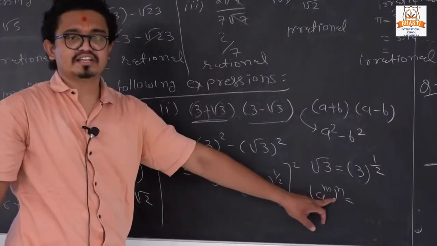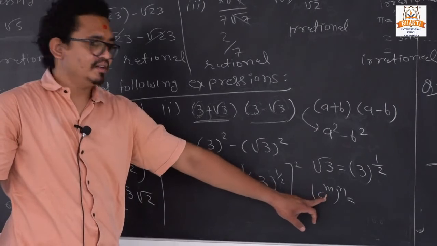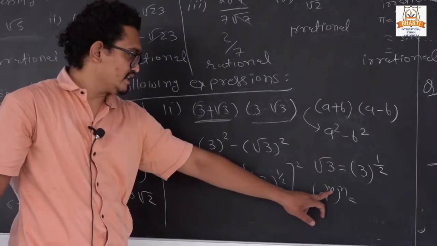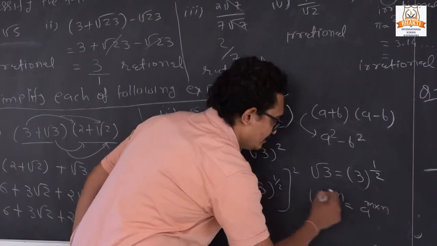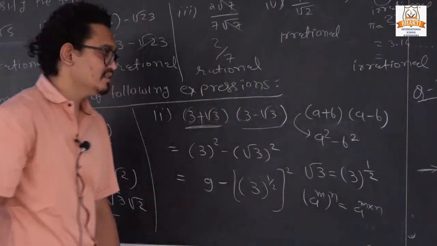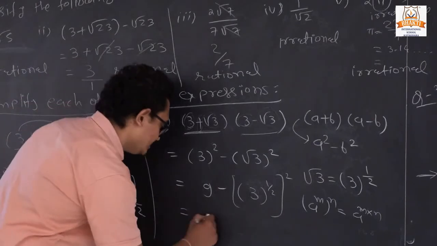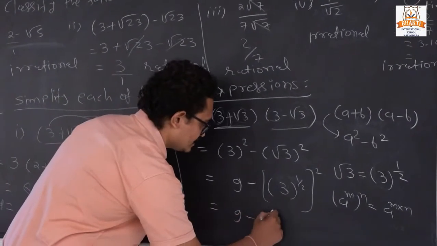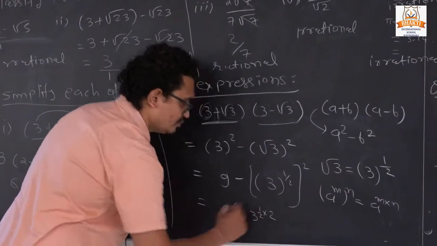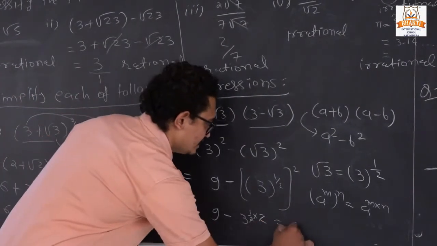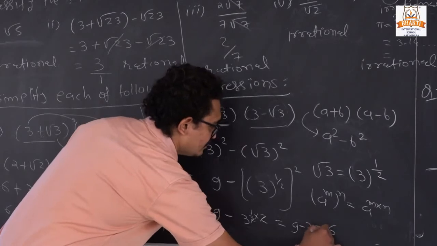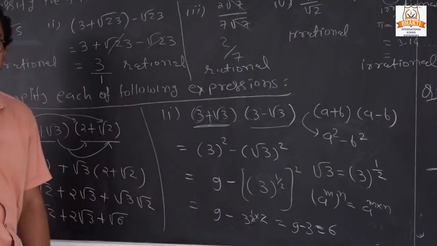in the exponents and powers chapter, if we have a raised to m, all raised to n, we can write it as a raised to mn. We can multiply these both. So here we can also use 9 minus 3 raised to 1 by 2 into 2. So the 2s cancel, and the answer is 9 minus 3. So the answer will be 6.